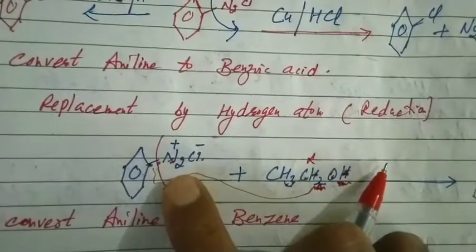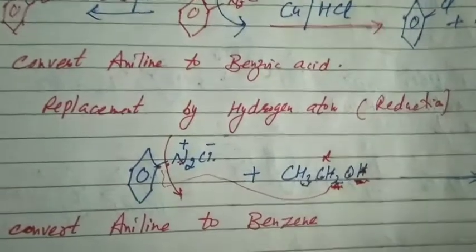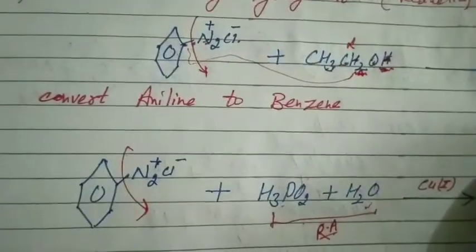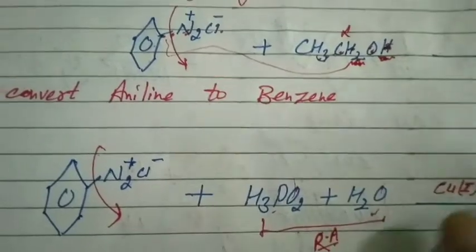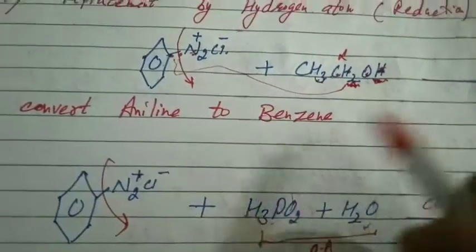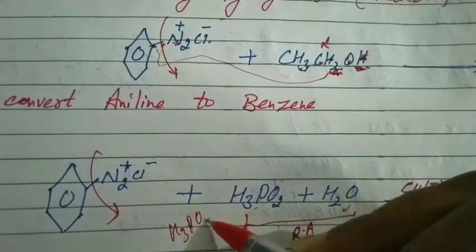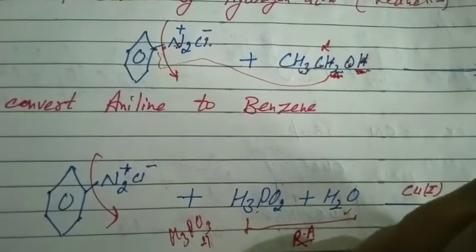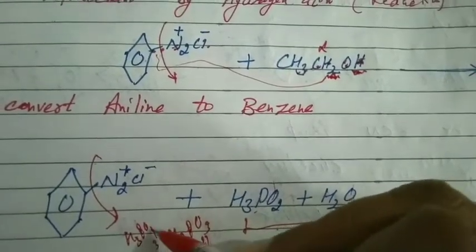Aniline, diazotization, diazonium salt, then ethyl alcohol, we get benzene. There is one more alternate way to proceed for this reaction, that is when we treat diazonium salt with an aqueous solution of hypophosphorus acid. Friends, phosphorus acid H3PO3. What is the basicity of this acid? 2. We have studied in p-block. Phosphoric acid H3PO4, it is tribasic.